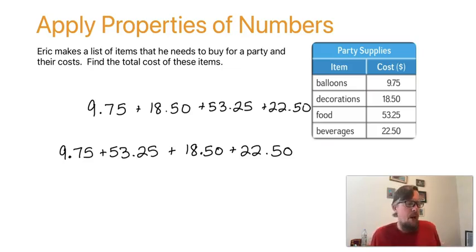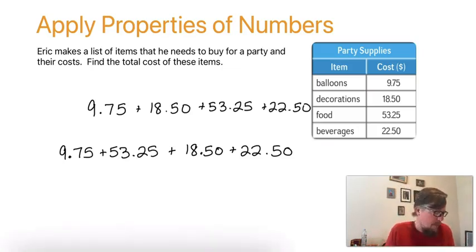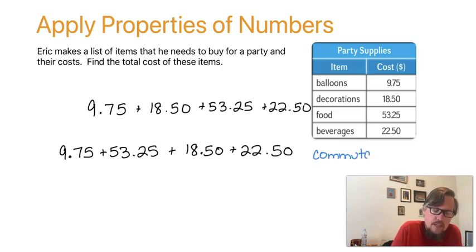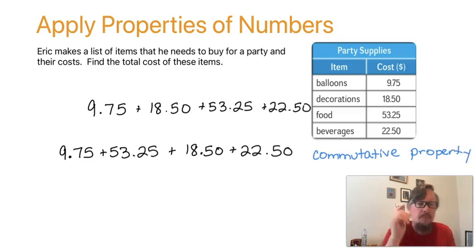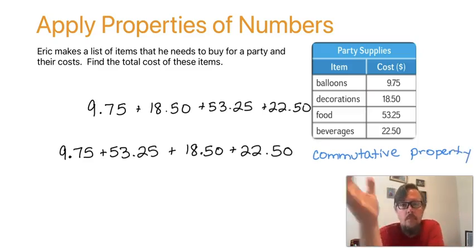So I haven't changed the problem. I've just taken the numbers and moved them around. And the property that allows us to do that is called the commutative property. The commutative property is the property that says you are allowed to move the numbers around. We haven't changed the problem. The amount is still the same. Order doesn't matter in addition. We just shifted them around where it's easier to do.